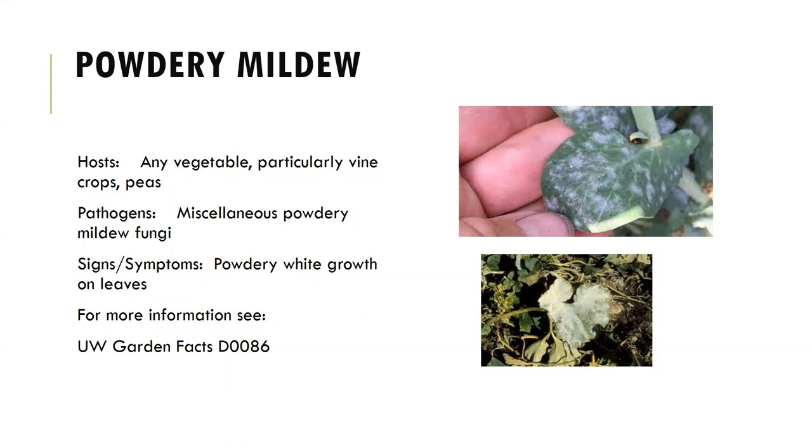I see that I'm getting a few questions about the recipe. I'll repeat it one more time. And then I believe this webinar will be recorded, correct, Jill? Yep, okay. So it is 1.5 tablespoons of baking soda into 3 tablespoons of a horticultural oil. The most common is Sun Spray, and then that gets mixed into a gallon of water.